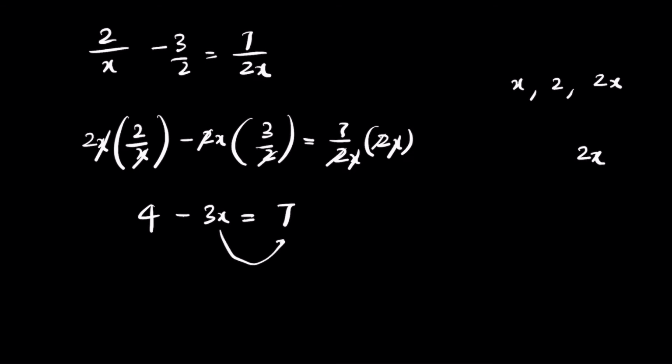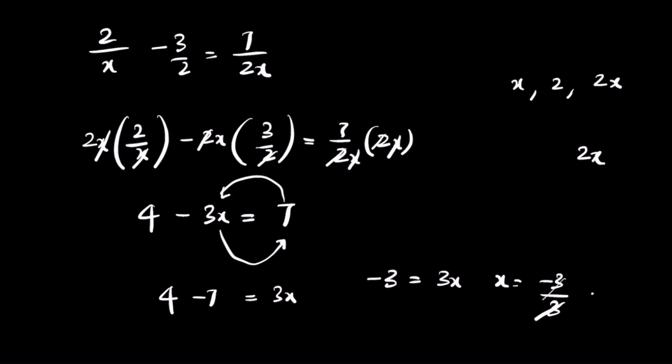So push the variable on this side, 7 on this side. So you get 4 minus 7 equal to 3x. So minus 3 equal to 3x, and x becomes negative 3 by 3. So x becomes negative 1. So this is how you can solve the rational equations. Now try one for an example.